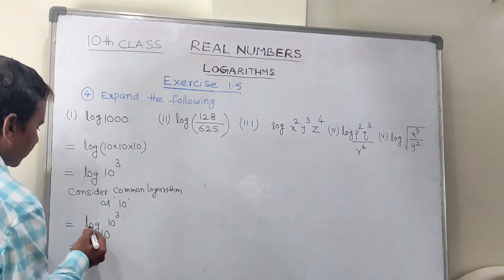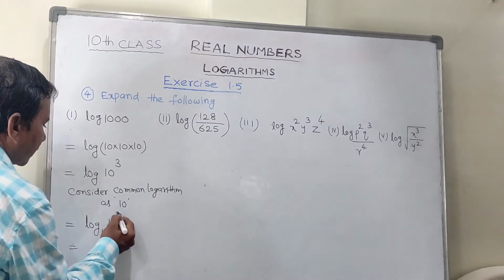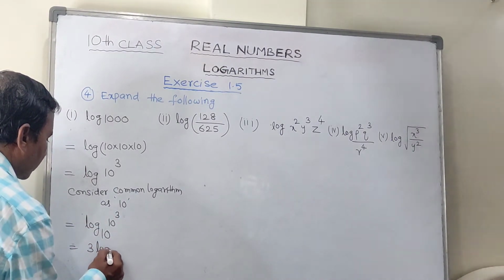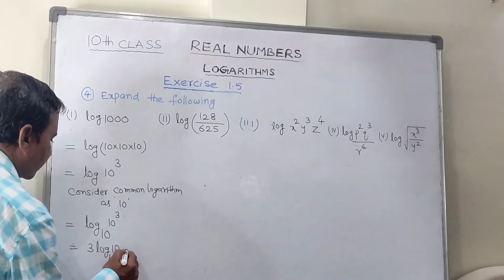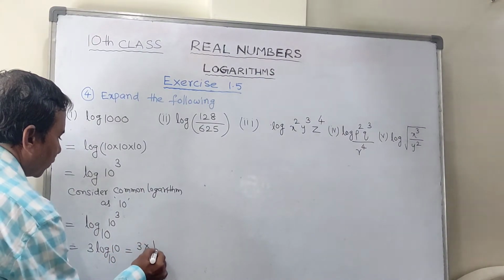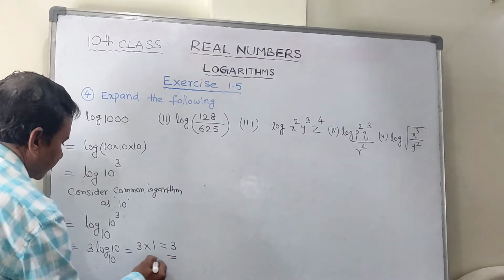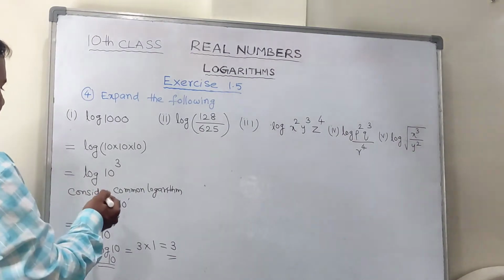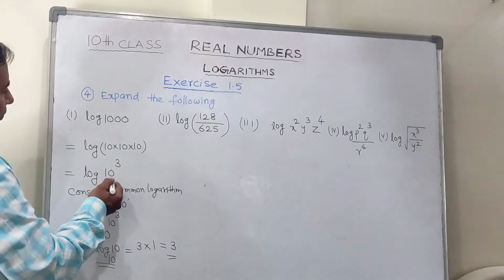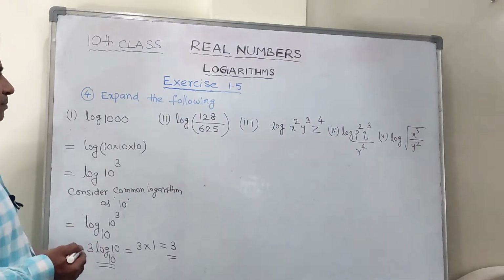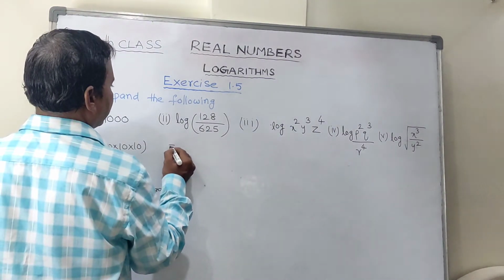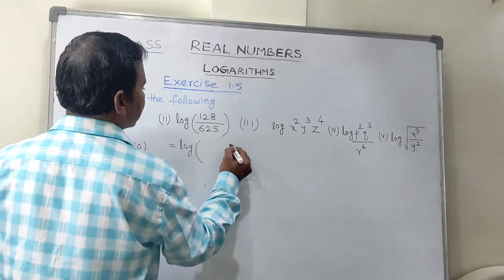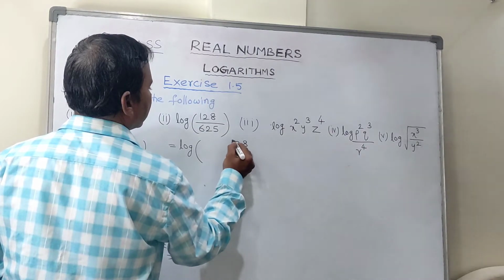So the question becomes log 10 to the power of 3 to the base 10. Then 3 comes first, 3 log 10 to the base 10. So 3 into 1, which is equals to 3. Instead of taking common logarithm, you can leave up to here also, it becomes correct only. And here also see, log 128, change it into exponential form.